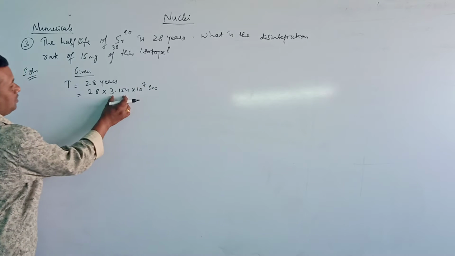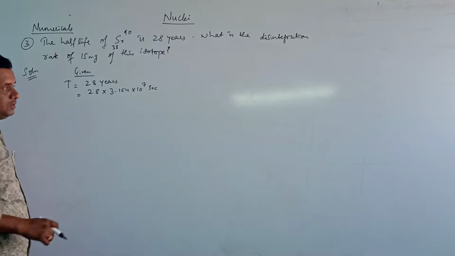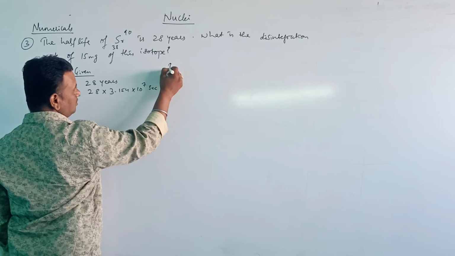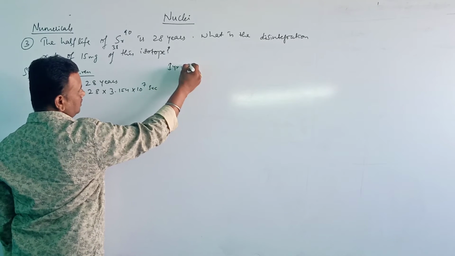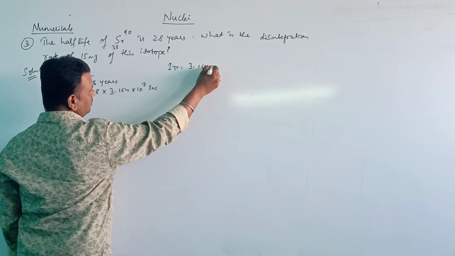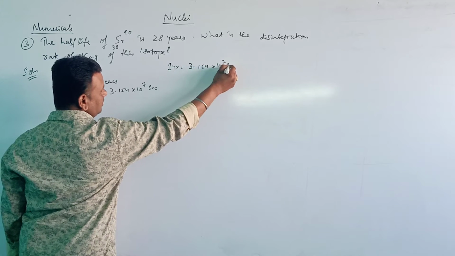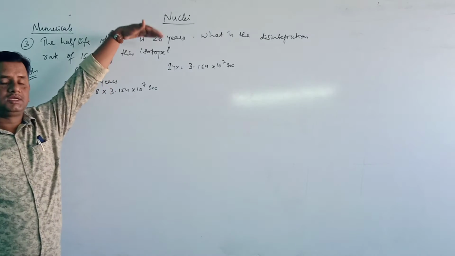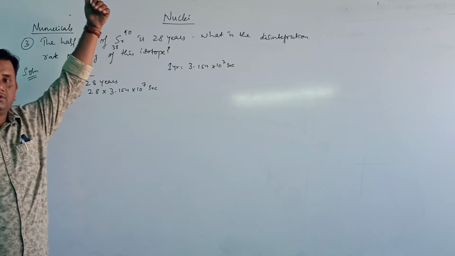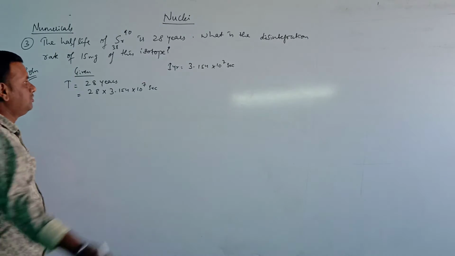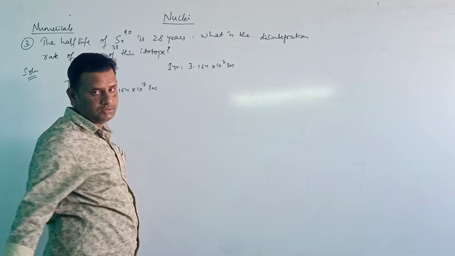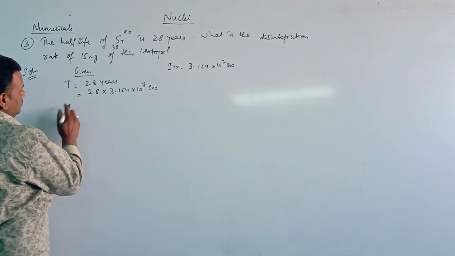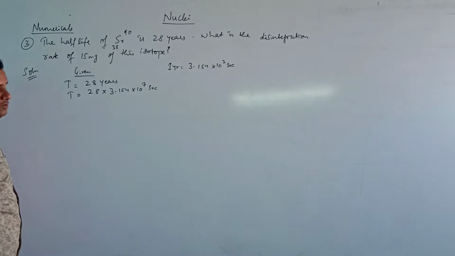So how did you get this value? In 1 year, 3.154 into 10 to the power 7 seconds will be there, as 365 into 24 into 60 into 60, if you multiply, you will get this value. This is what the half-life is.